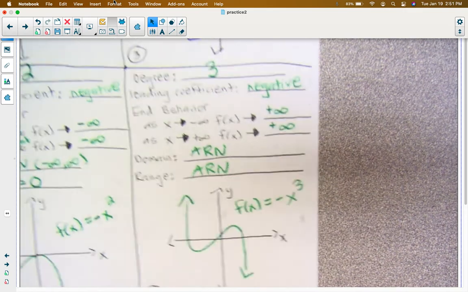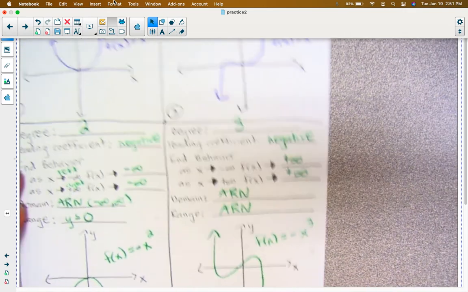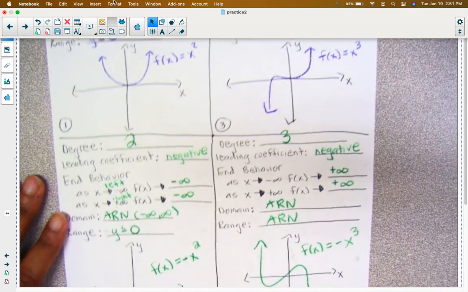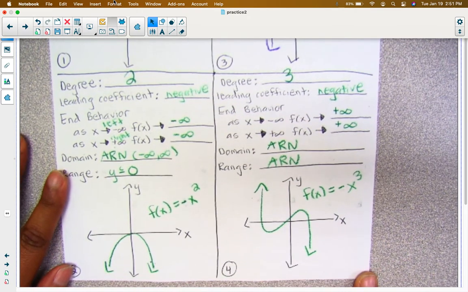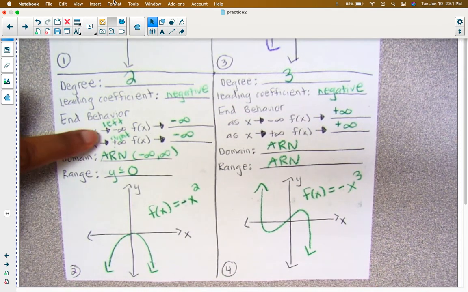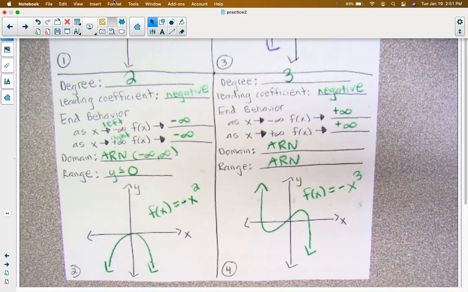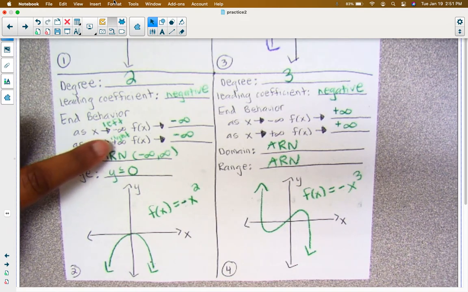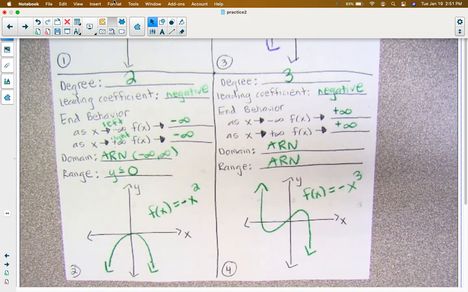So the take-home point for end behavior: you're going to look on the left-hand side and on the right-hand side and see what is happening to your graph. As x approaches negative infinity, that's the left-hand side. As x approaches positive infinity, that's the right-hand side. And you'll put the infinity sign and tell if it's going up or if it's going down.